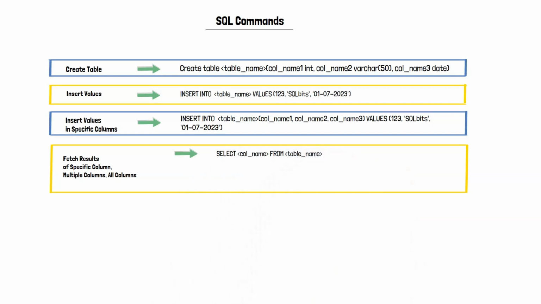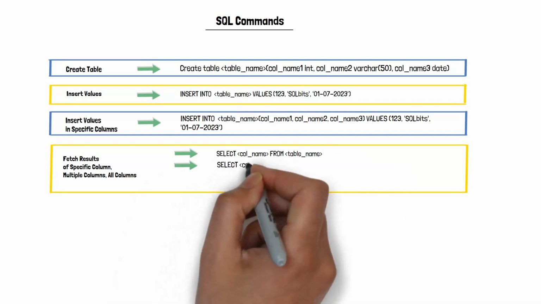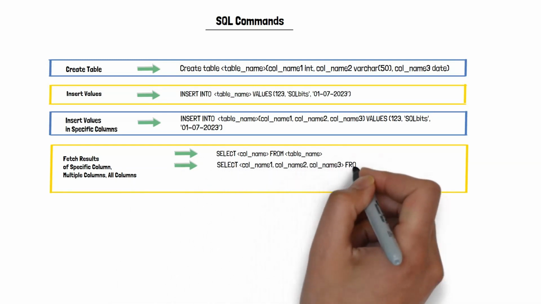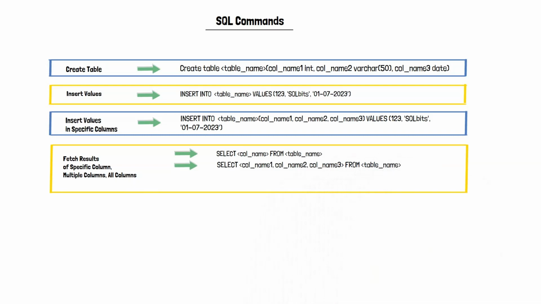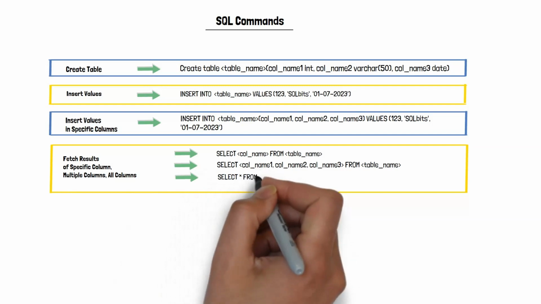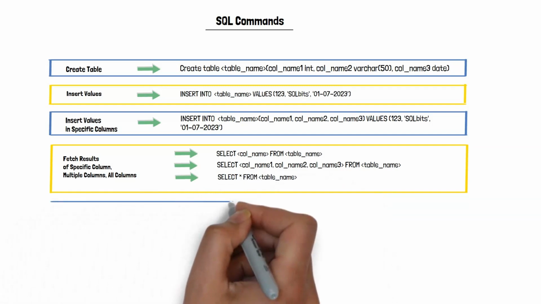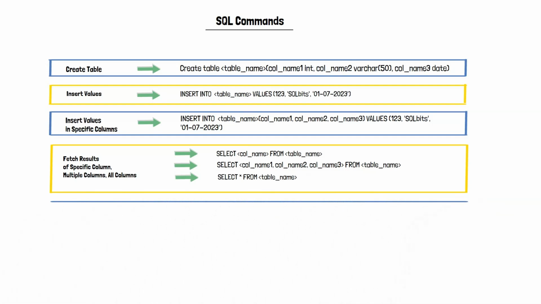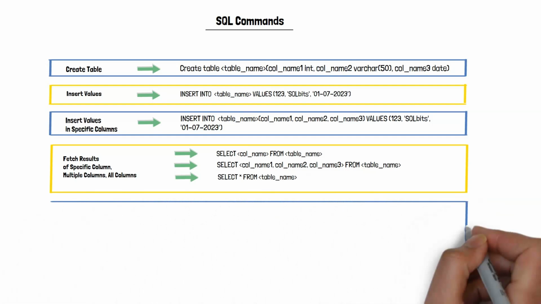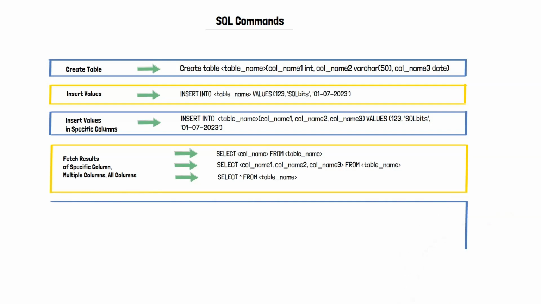So the syntax would be select column name from table name. Simple. Okay, if you have to select multiple columns, select column name 1, comma, column name 2 from table name. Okay, or if you have to select all the columns, command would be simple. It's select star from table name.